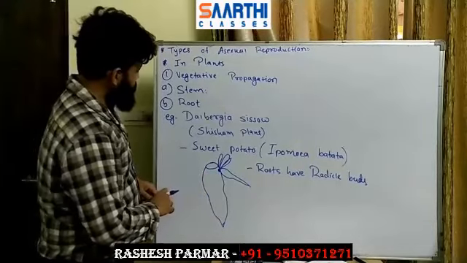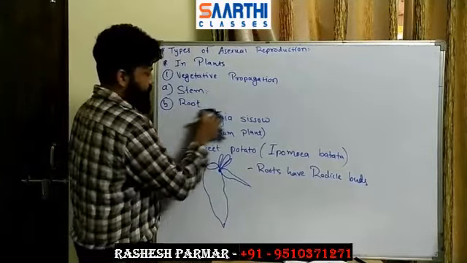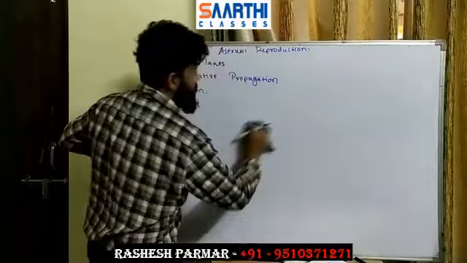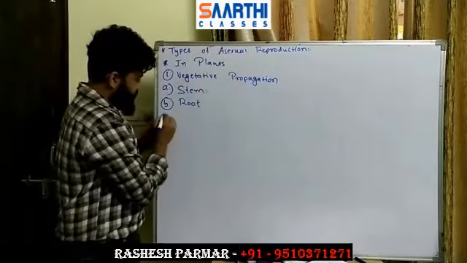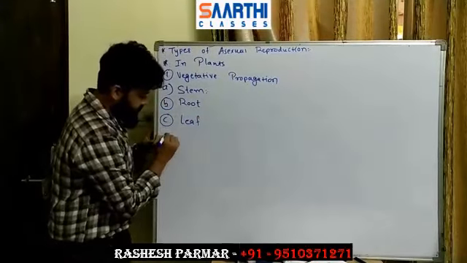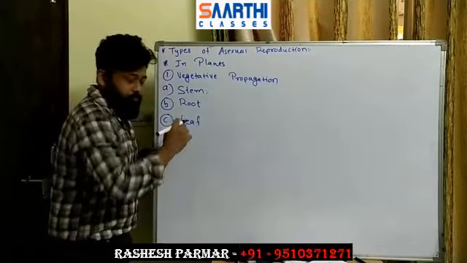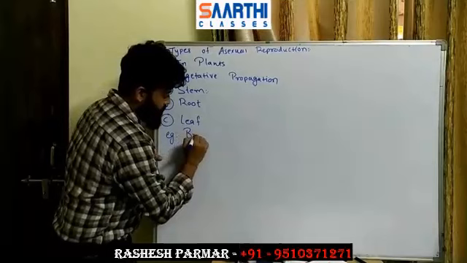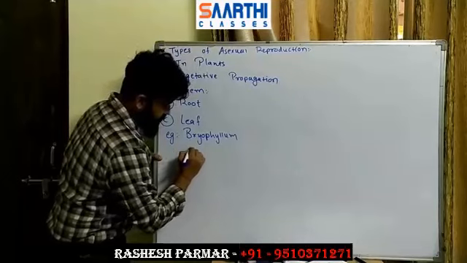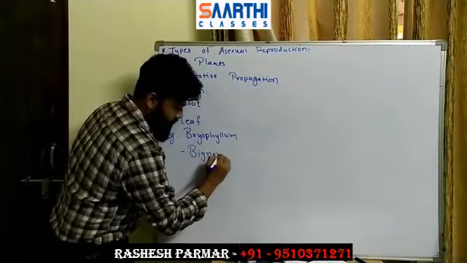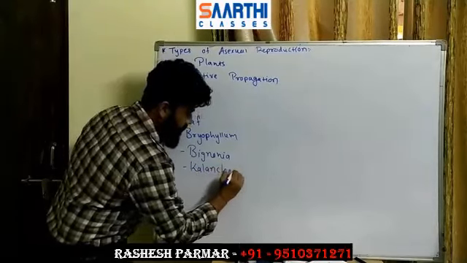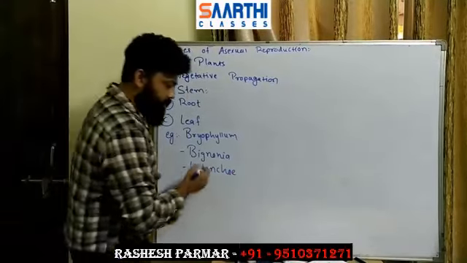Now we'll discuss the third vegetative structure, that is the leaf. Examples of vegetative propagation through leaf are Bryophyllum, then Bignonia, and Kalanchoe, Kalanchoe pinnata.